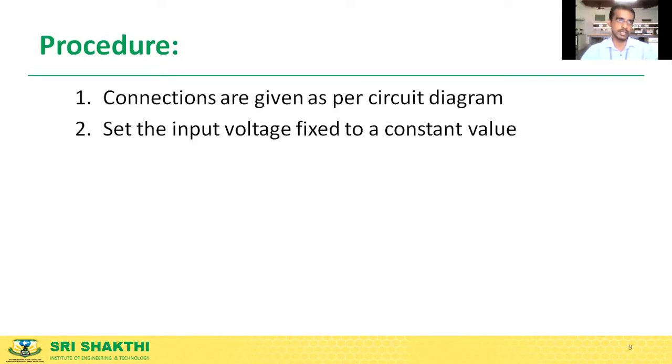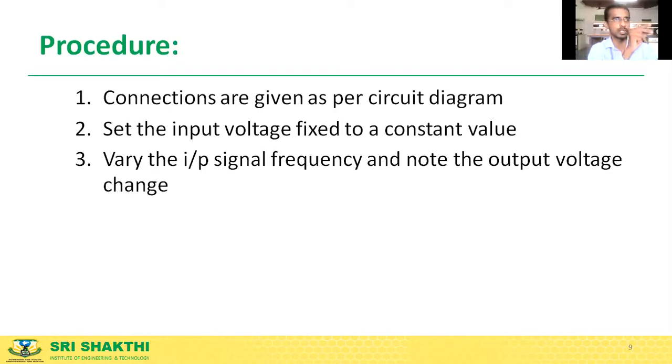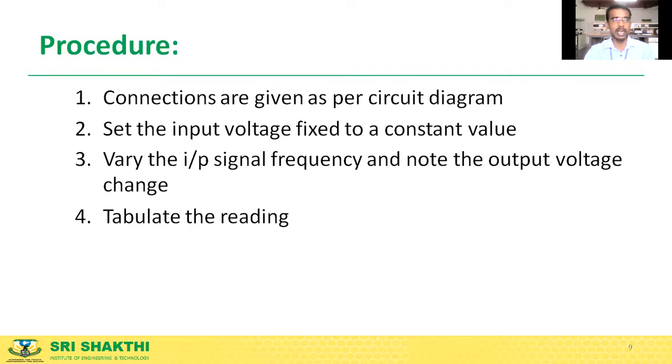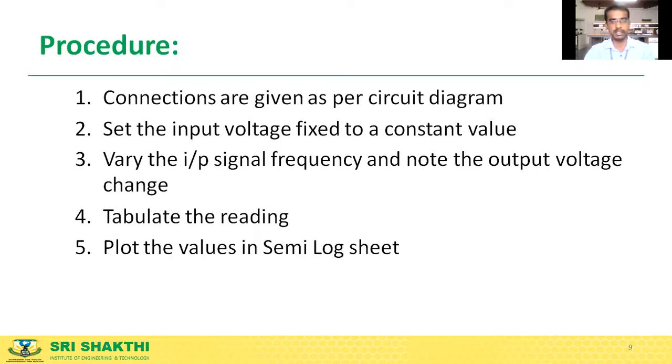After fixing that, we are going to change the input frequency. The voltage is not being changed, and we'll see the output voltage, V naught, at the collector. We'll start from 200 hertz and go up to 2 megahertz or 3 megahertz, something like that. Then we'll tabulate the readings, plot the graph, and see what the gain is. That's the idea of today's experiment, right? We'll find the 3 dB bandwidth.